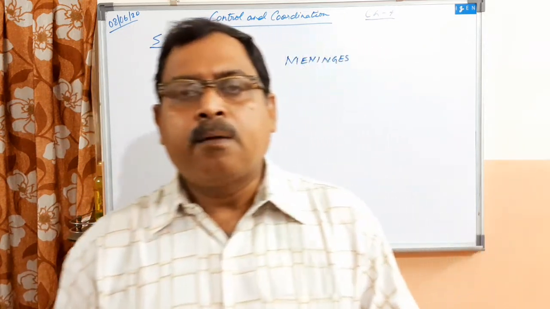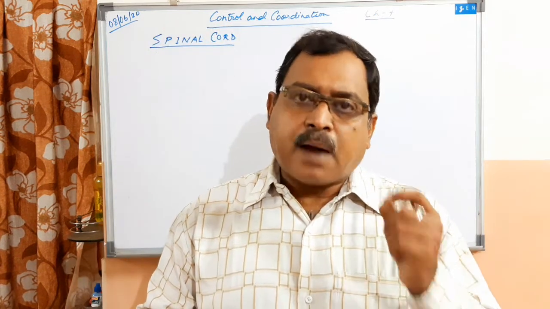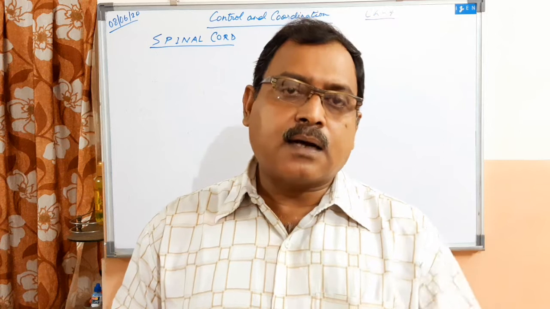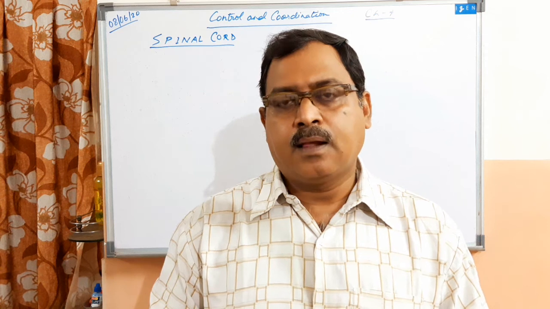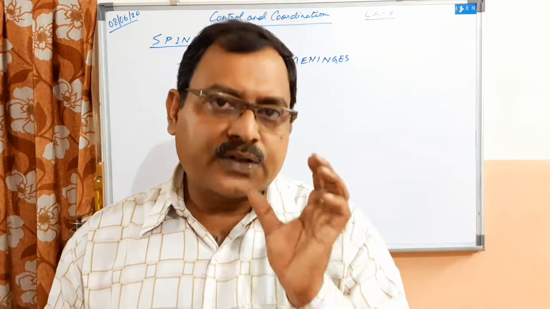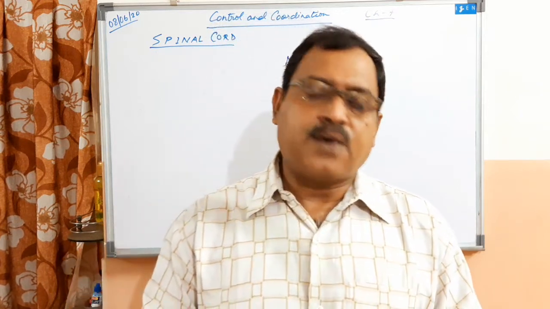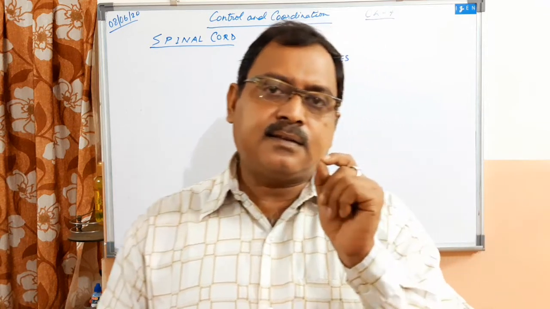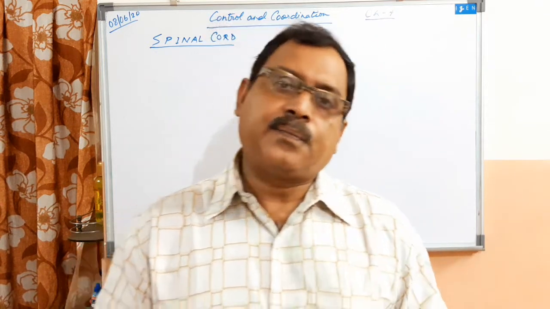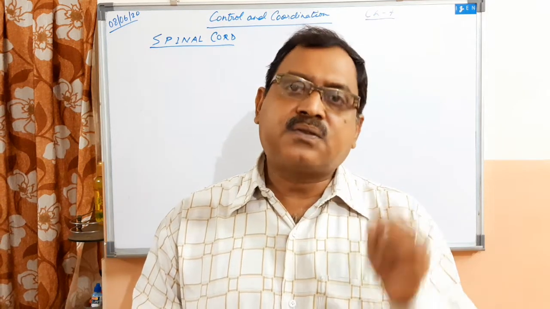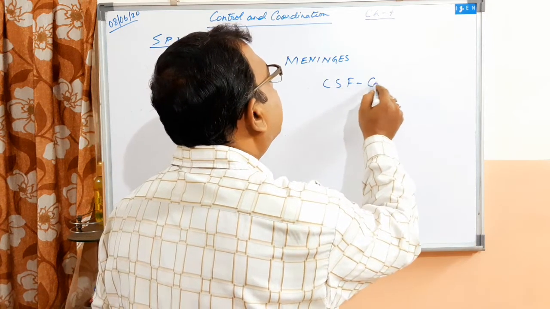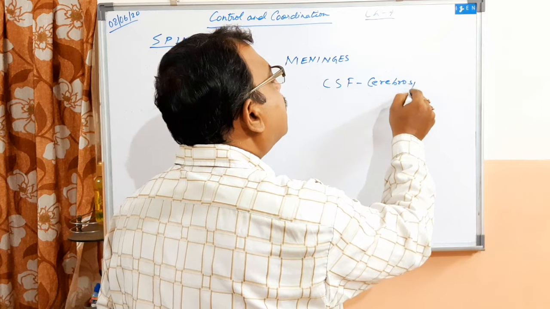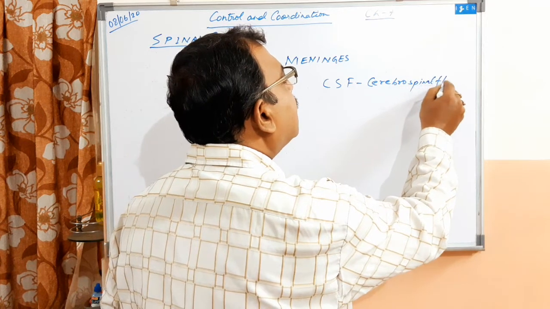Now, the spinal cord is the second part of the central nervous system. If you go through a cross section of the spinal cord, you will find that at the center is a canal called the central canal. This central canal is filled with CSF, that is cerebrospinal fluid.